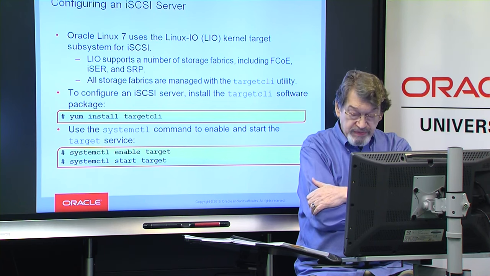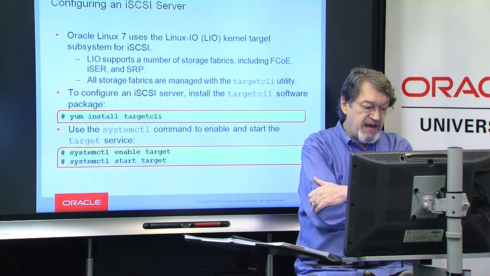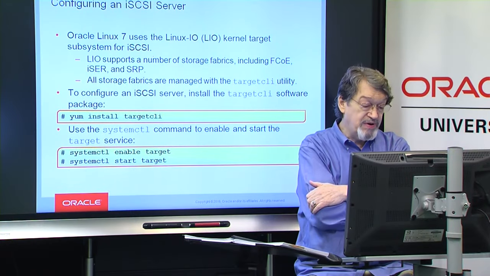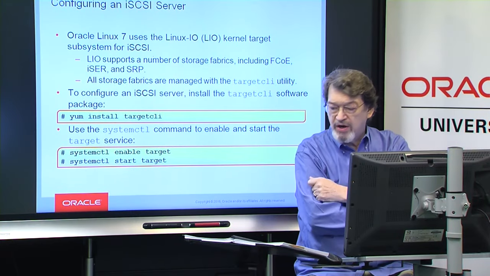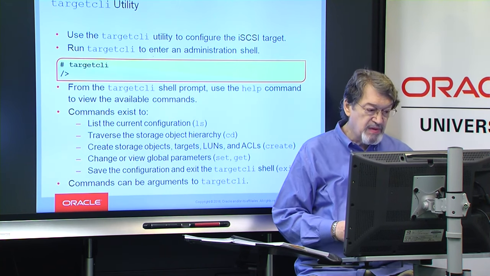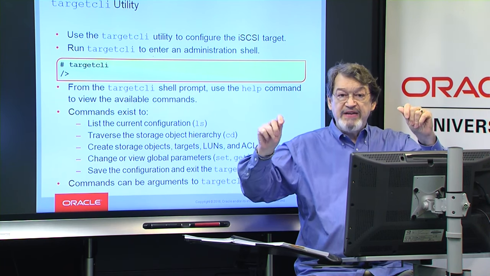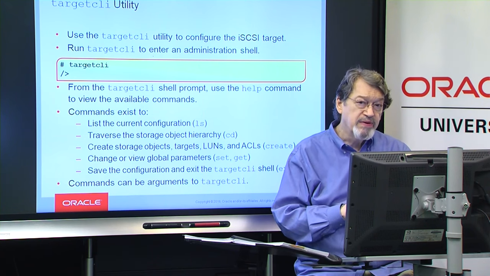And new in Linux 7, there's now this targetcli, command line interface. It goes on the iSCSI target, same iSCSI server, all right? And you'll do an enable and you'll do a start. Enable says enable at reboot. Start says start now. Now, the CLI can either be a command line interface or you can get a prompt.